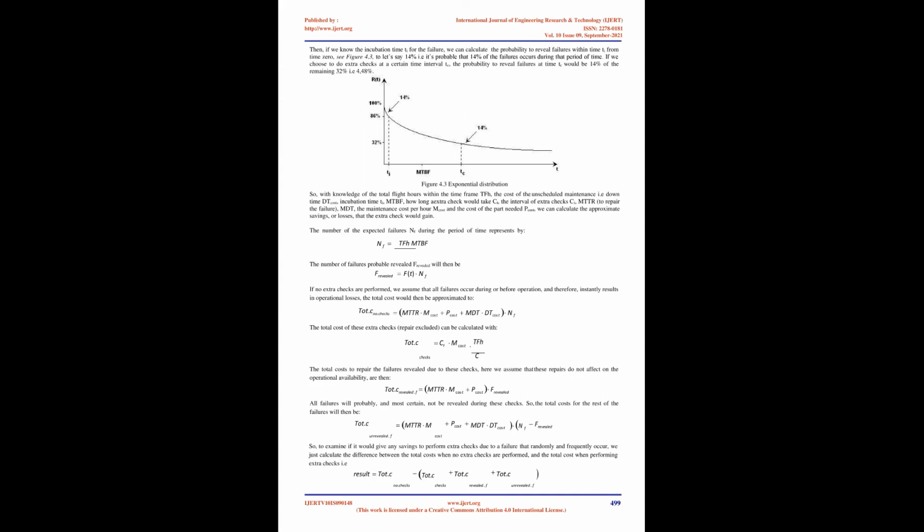Let's say that there are a number of failures expected to randomly occur within a certain period of time, based on knowledge of the past. Then, if extra checks are performed in a given time interval, how likely is it that one inspection will reveal a failure within its incubation time?